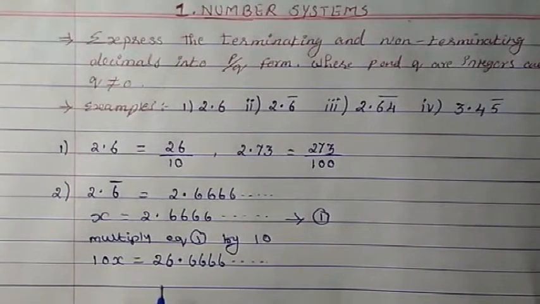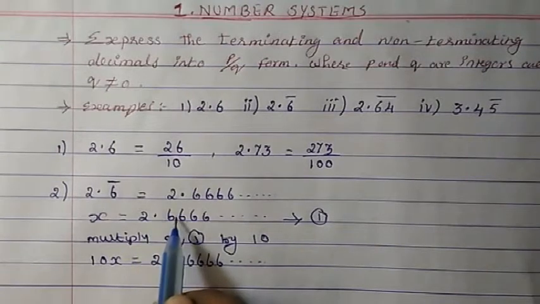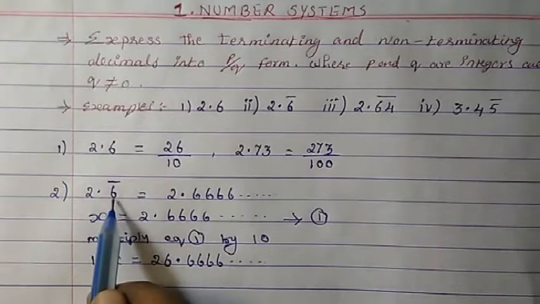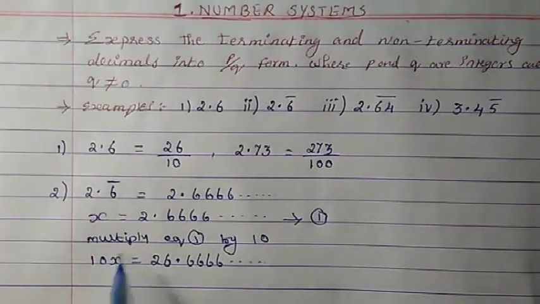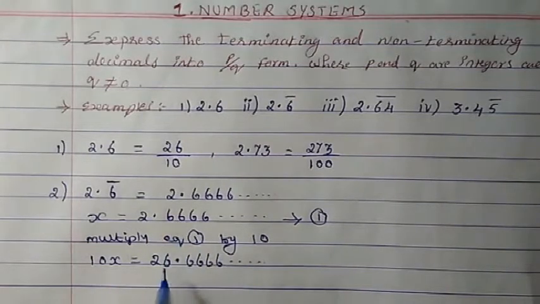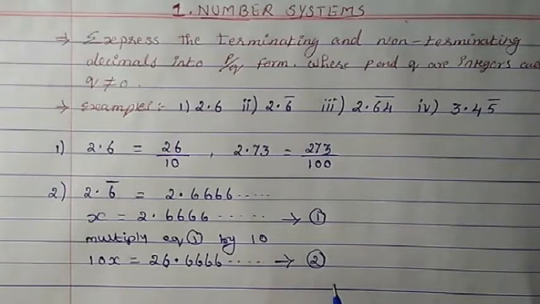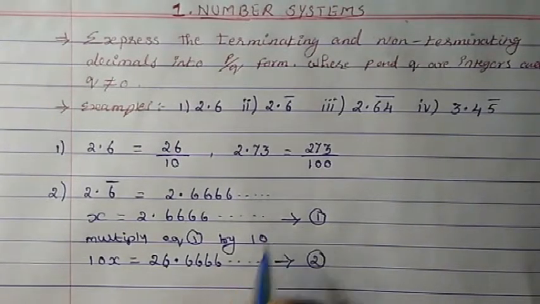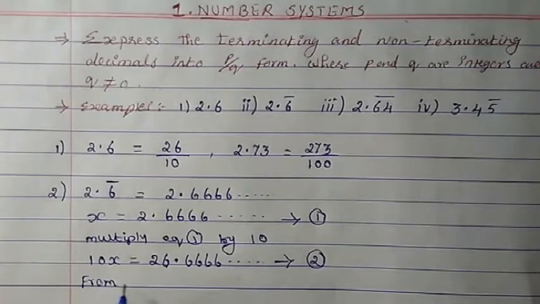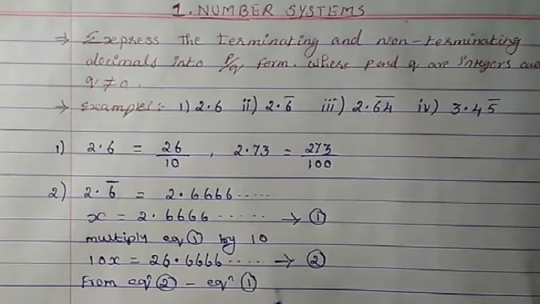Please see carefully. When you multiply by 10, we are just shifting the decimal one digit ahead, because it is one digit. So the decimal will shift one digit and we get 26.666. Now consider this as equation 2. Now what do we have to do? From equation 2, subtract equation 1.